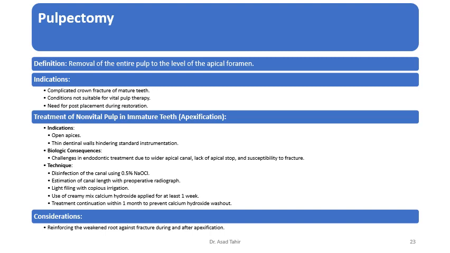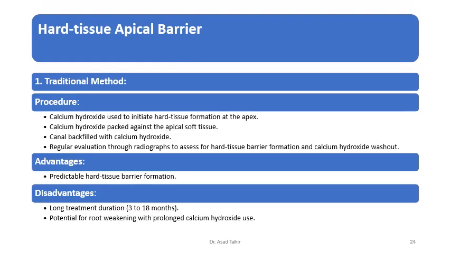Use of a creamy mix of calcium hydroxide applied for at least 1 week. Treatment should continue within 1 month to prevent calcium hydroxide washout. Considerations: reinforcing the weakened root against fracture during and after apexification. Hard tissue apical barrier.